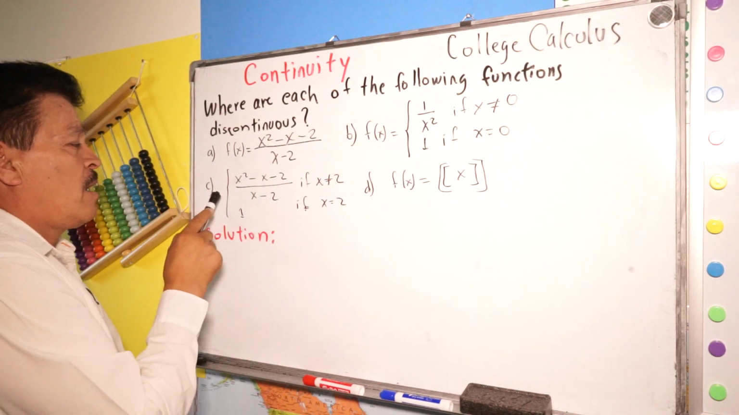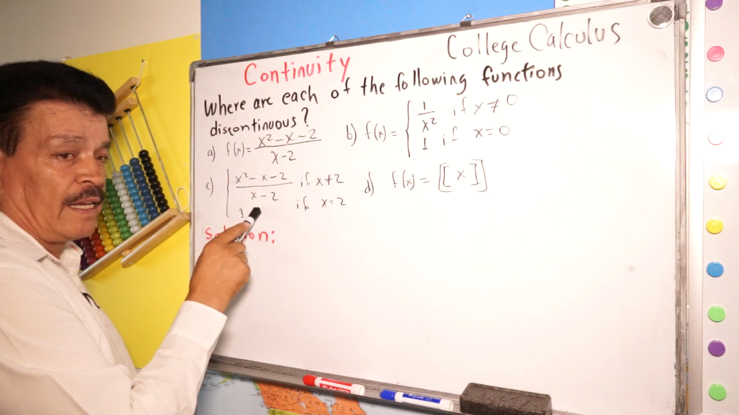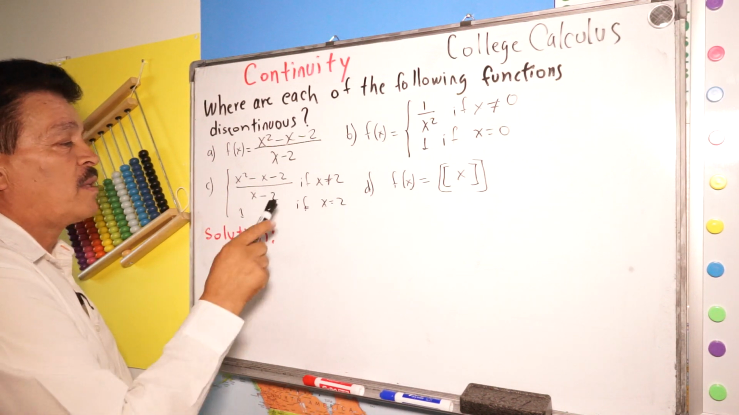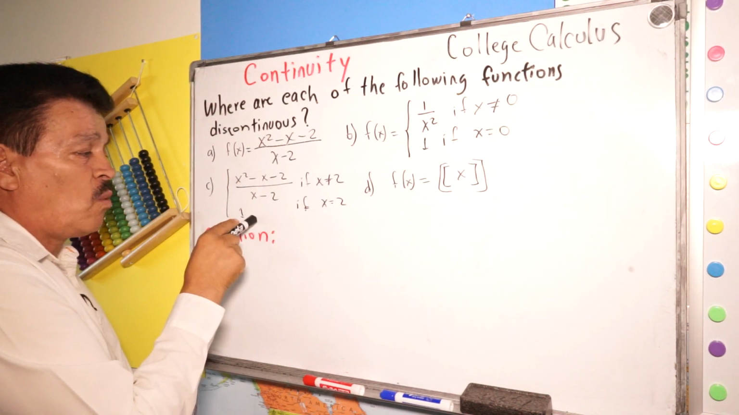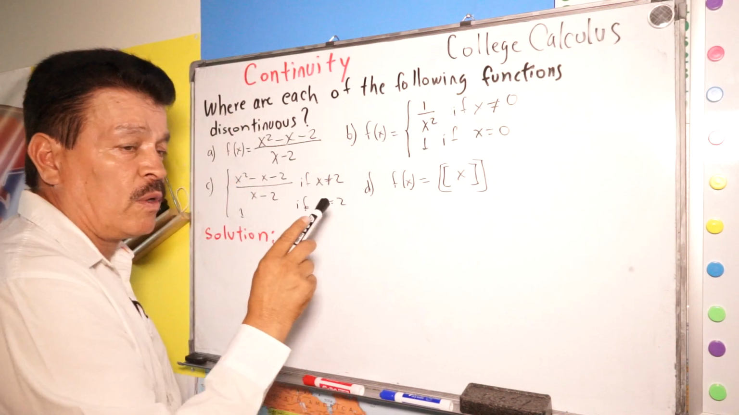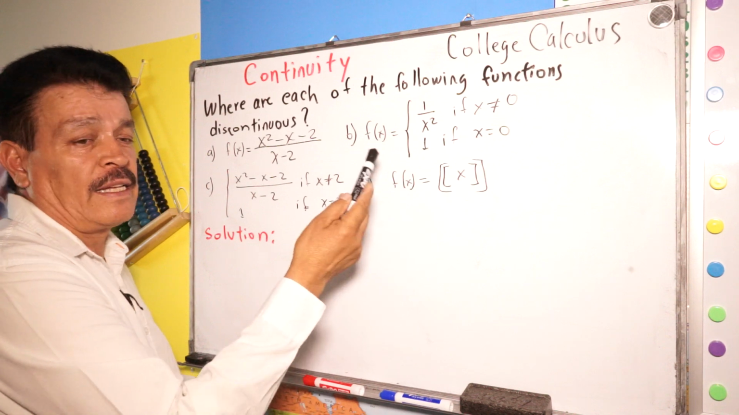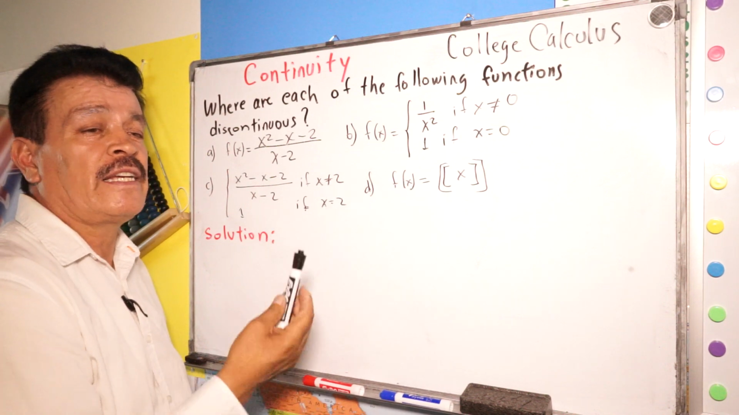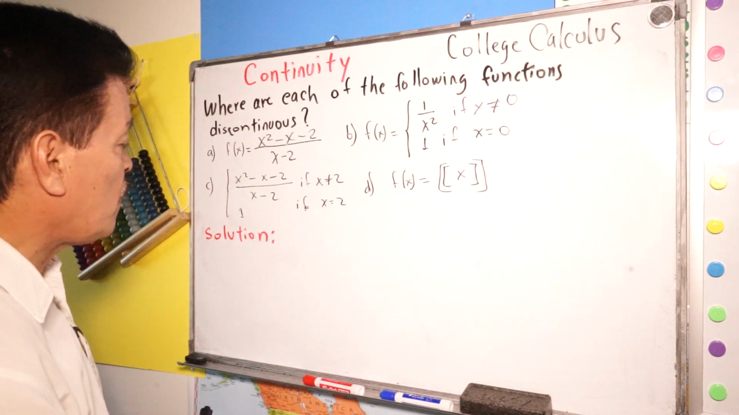Next, we have (x squared minus x minus 2) divided by (x minus 2) if x is different from 2, and the second one is 1 if x equals 2. The fourth question is f(x) equals this, the greatest integer function.